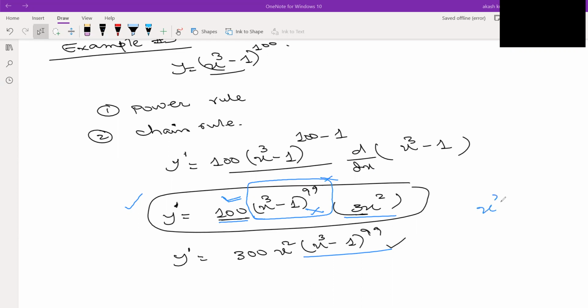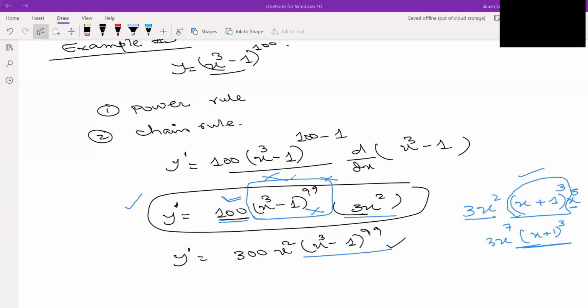It's just like this. If I have 3x squared, and I have some term x plus 1 in a power 3, and here it is x to the power 5. So rather than simplifying this whole term, I can just multiply 3x squared with x to the power 5. It will be 3x to the power 7, and just keeping this as it is. I don't need to simplify it. So we are just keeping it as it is.